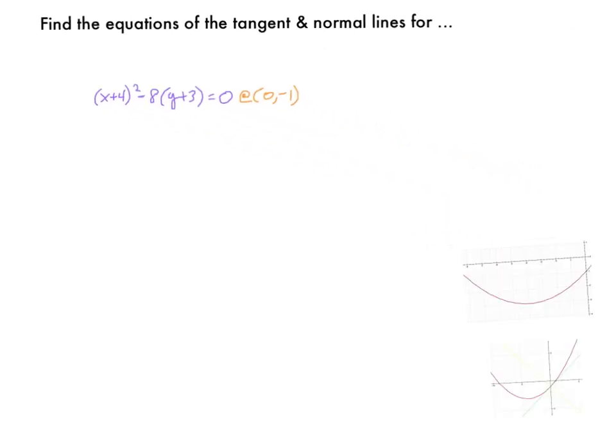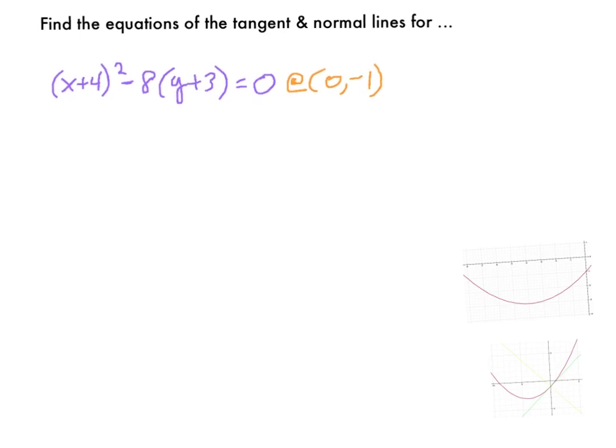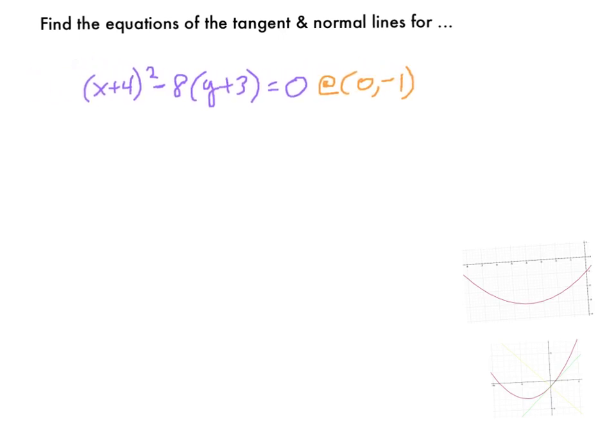Let's look at this problem here. We're going to try to find the tangent and normal lines for this equation at this given point right here, 0, -1. Well, it looks like we have a parabola. How do I know that? Well, if you notice, there's only one term that's squared. That x is going to be squared once I FOIL that. This y is just a y to the first, and it's not going to change. We have one squared term. That's a parabola. Let's get it in standard form.